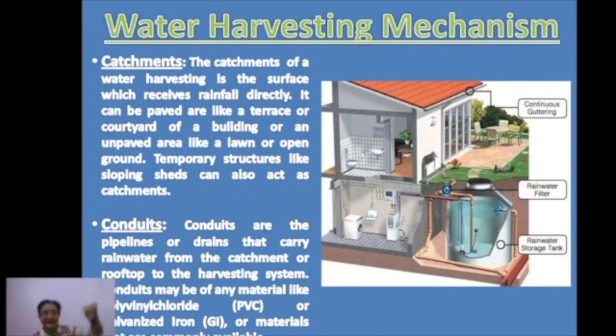Then there is a channel made from that catchment, which is called a conduit. Number 2, these are conduits. Conduits are the pipelines or drains that carry rainwater from the catchment or rooftop to the harvesting system. Conduits may be of any material like PVC or galvanized iron, or materials that are commonly available. So that is called a conduit.